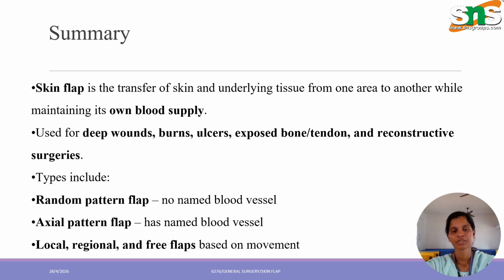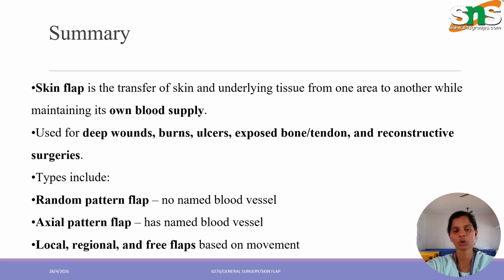So as a whole summary, the skin flap is a transfer of skin and underlying tissues from one area to another while maintaining its own blood supply. The important keyword is the own blood supply. It is used for deep wounds, burns, ulcers, exposed bones, tendons, or reconstructive surgeries like breast reconstruction. And types include random pattern, axial pattern, local, regional, and free.